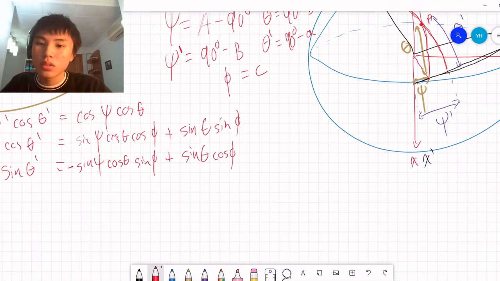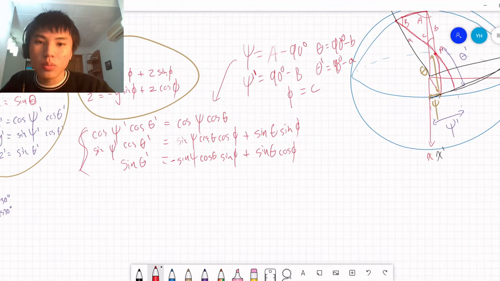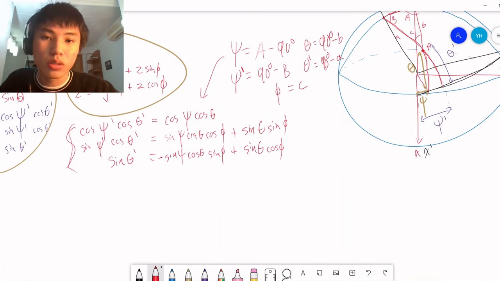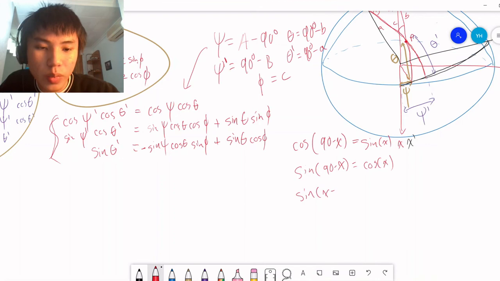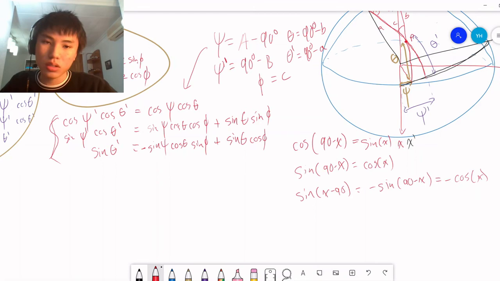Now we're going to plug these equations into here. Important things to keep in mind here. We're going to be using a lot of trigonometric rules, because otherwise it's just going to be way too complicated if you plug in A minus 90, etc. Cosine of 90 minus x is equal to sine of x. Sine of 90 minus x is equal to cosine of x. And sine of x minus 90 is going to be equal to negative sine of 90 minus x, which we can plug from here, is going to be equal to negative cosine of x. So these are just really fundamental trigonometric equations, which are going to be used a lot in this derivation.